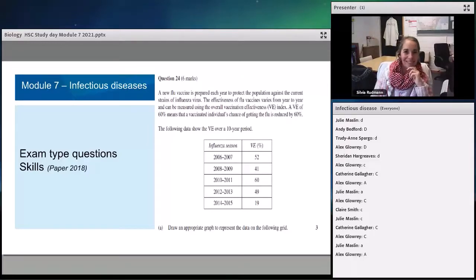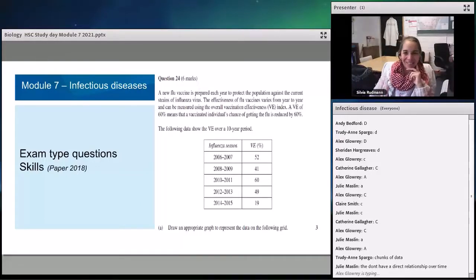Be brave. Why this type of data, it cannot be a line graph? Chunks of data. Very scientific, Miss Sparrow. Yes, chunks of data. They don't have a direct relationship over time. That's a good point as well. The actual data is discrete, it is not continuous.